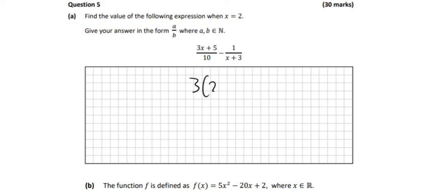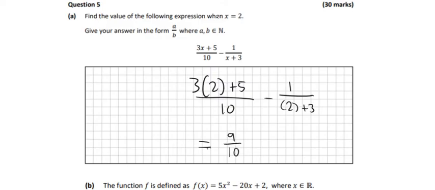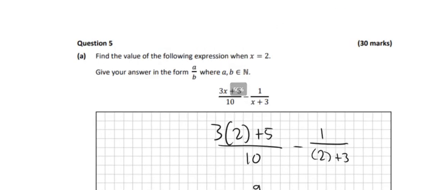So we have 3, and always put it in brackets when you're putting it in. And go straight to the calculator then, and you won't have to go and add the fractions together or anything, or simplify it. So you'll get 9/10, and that's all we do for part A. Let's just sub it in.